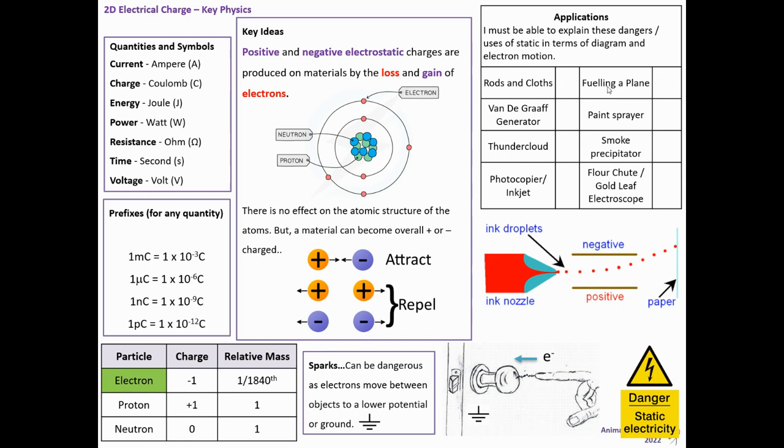Fueling a plane, that's dangerous if you don't discharge your static. Paint sprayers, smoke precipitators, and flower shoots and gold leaf electroscopes. So all of that is in your static charge section.